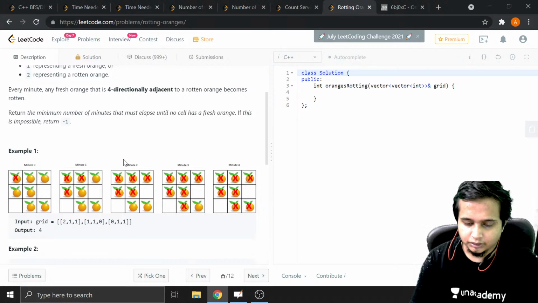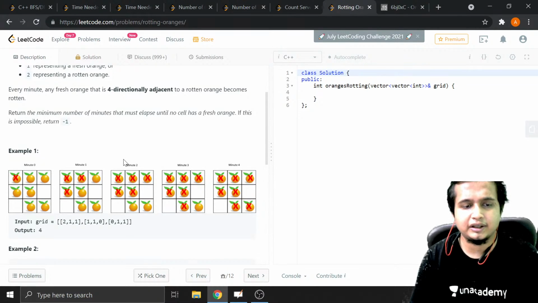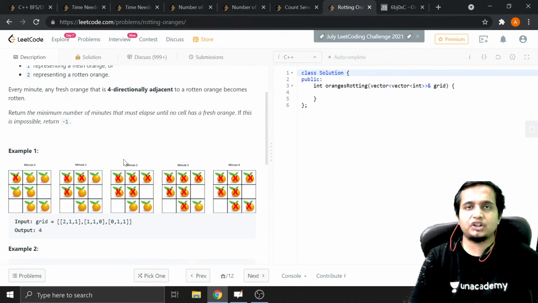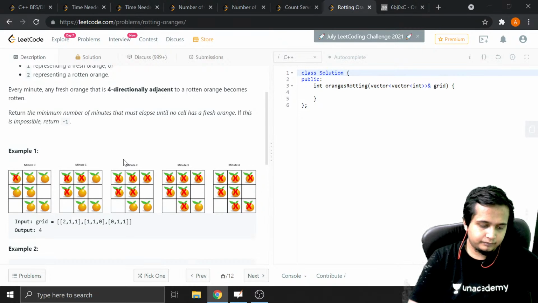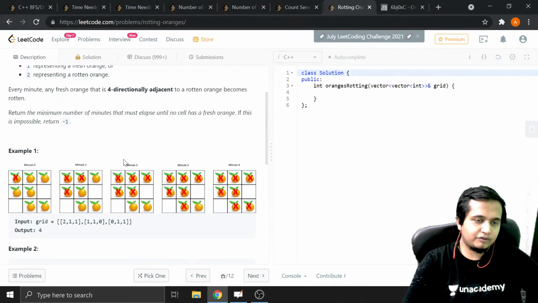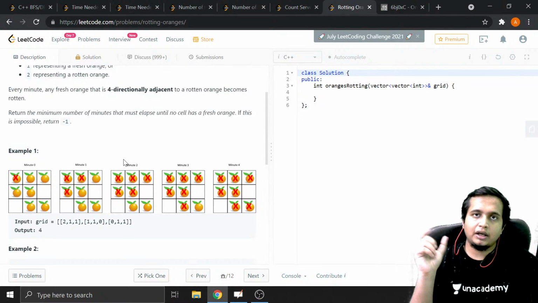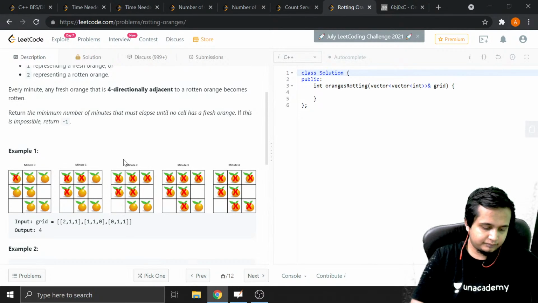Okay, so we would create a distance matrix, right? Distance n cross n, where distance of i, j would represent the shortest distance to the i, j cell.